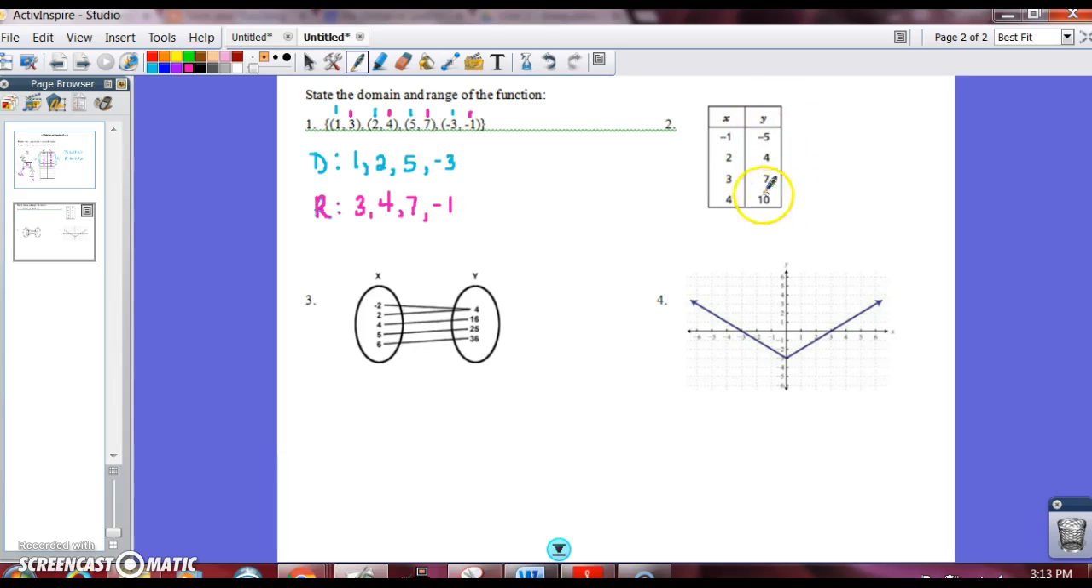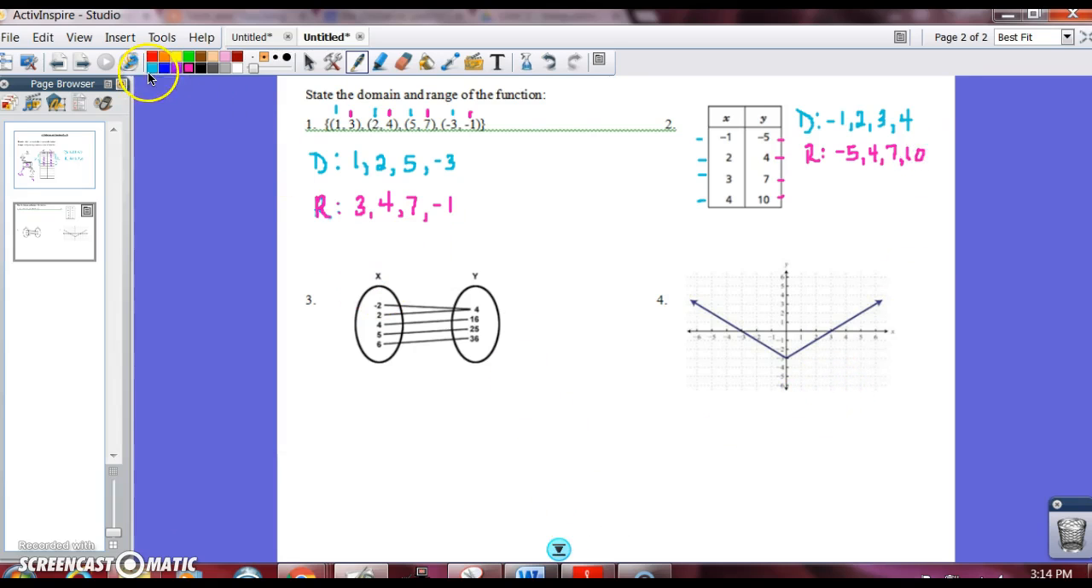Let's look at it if you have a table. Just like we did in the very beginning of the video here, remember our domain, I'll try to keep my colors consistent here. My domain are going to be all of these values. So my domain here, all I'm going to do is list them: -1, 2, 3, and 4. And my range are going to be all of these values here. So my range is -5, 4, 7, and 10.